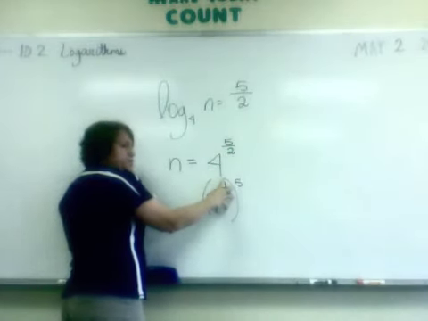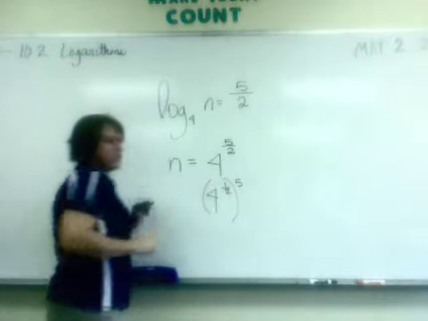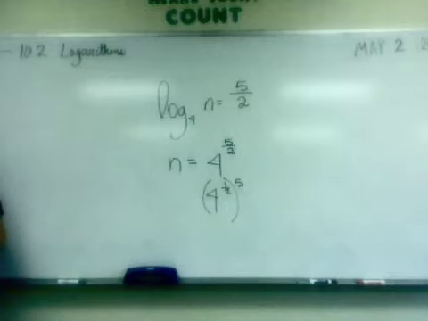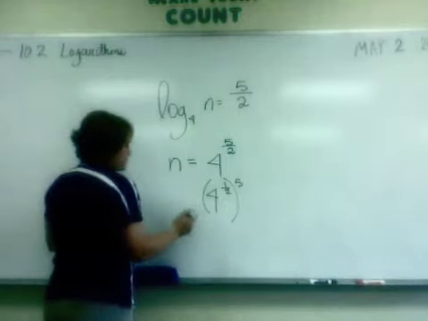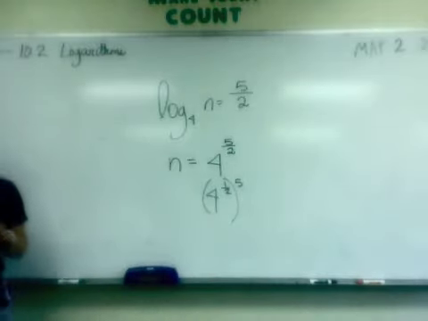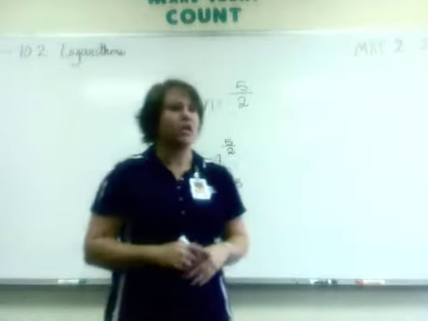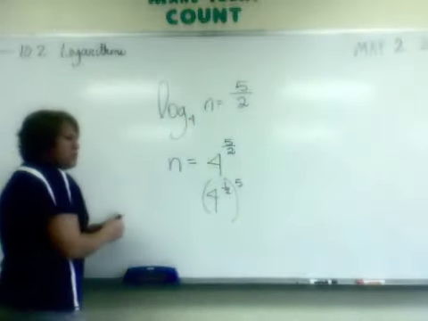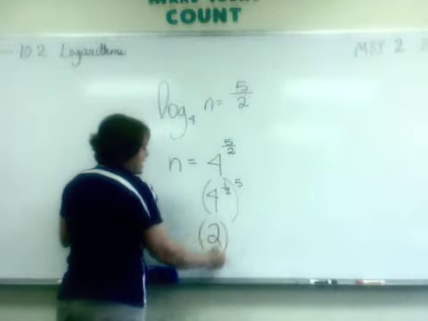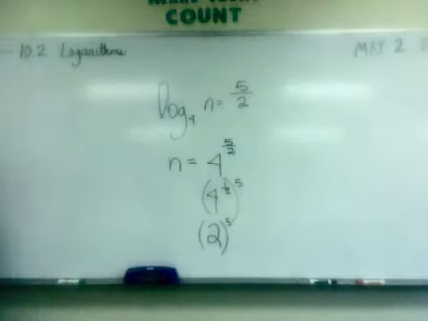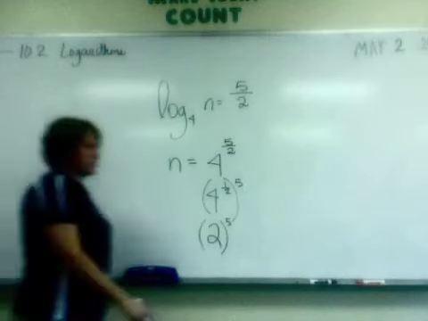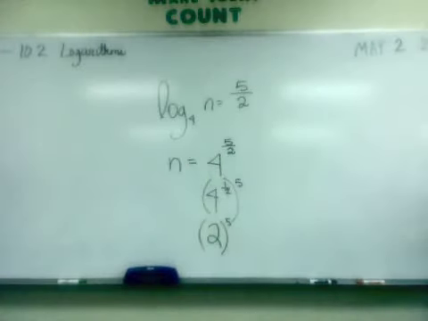So 4 to the 5 halves is actually the square root of 4 raised to the 5th power. So what's the square root of 4? 32. The square root of 4 is 32. Yes. Everyone online, the square root of 4 is 32. Wait. No, it's not. The square root of 4 is 2, and 2 is being raised to the 5th power, which is 32. Listen to the question before you answer. Yeah, Josh. Think before you open your mouth.